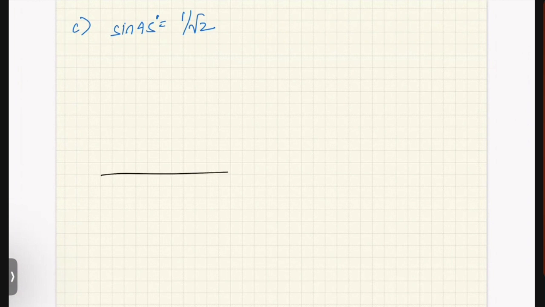Okay, let's do one sine question. So your part C says sine 45 degrees is 1 by root 2. Let's draw the sine curve first.